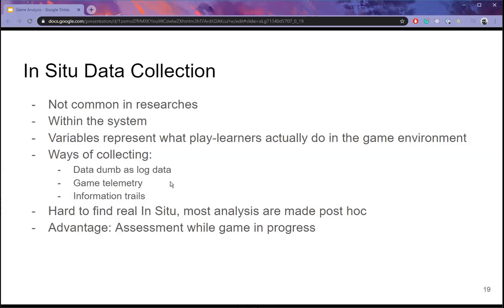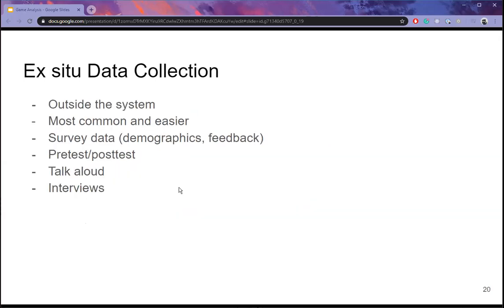So there are some advantages of using in situ data collection, which are assessment while the game is in progress. This is the biggest advantage. Can you go to the next one? And the ex situ data collection is the most common and easier way to do it.